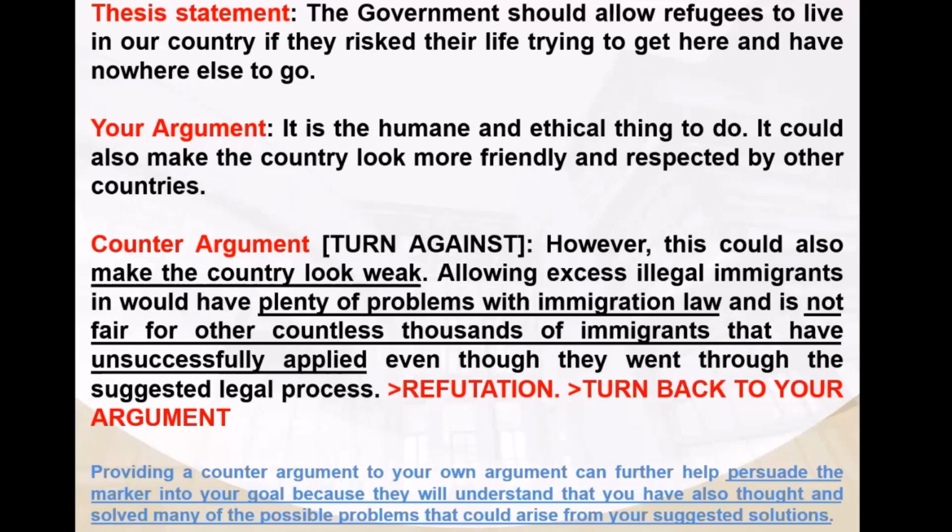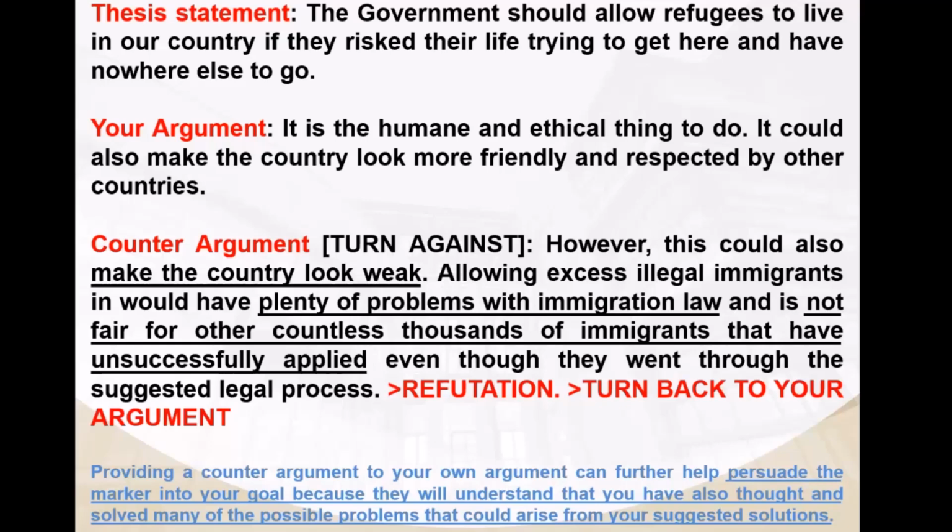All right, these are the counter arguments to your argument, which says we should allow them in because it will make us look humane, ethical, friendly and respected in the world. But they say no, they are countering, and they say it would actually make us look weak. They say it would create problems with the immigration laws. They say it will create problems with immigrants who had actually been unsuccessful when they applied to be received in our country.